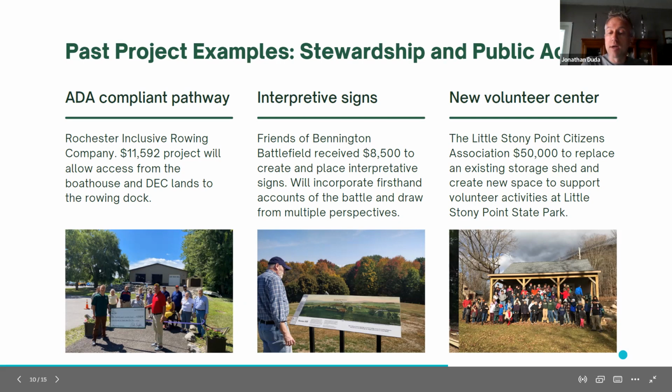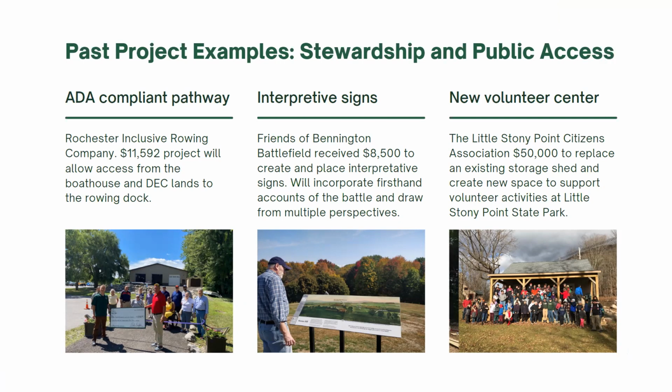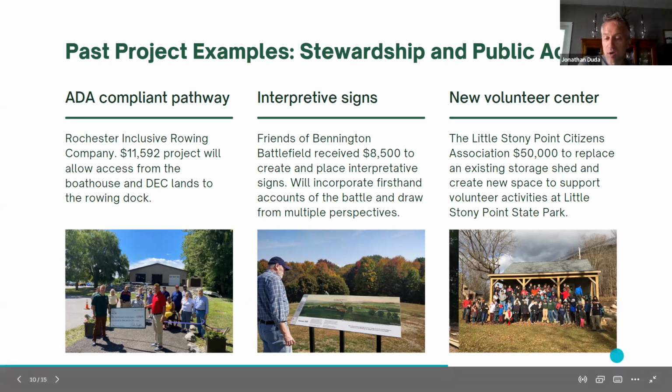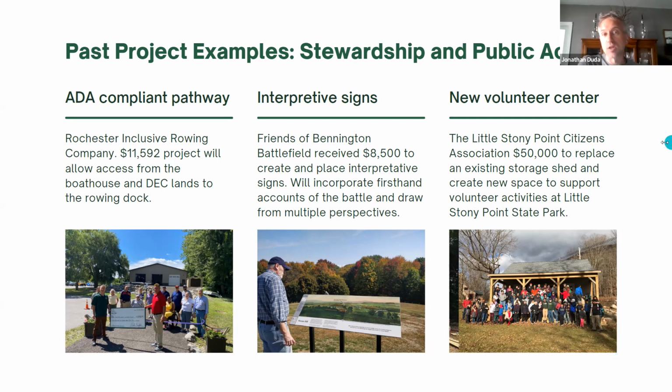Another type of project is, for example, interpretive signage. The Friends of Bennington Battlefields were awarded $8,500 to design and create interpretive signs dotted throughout the battlefield that incorporate firsthand accounts of the battle and draw from multiple perspectives. So many people collaborated on these panels, and they're now installed. I encourage you to pop on over to check them out, because there's not always a guide there. So it's good to have these more passive learning materials on our sites.